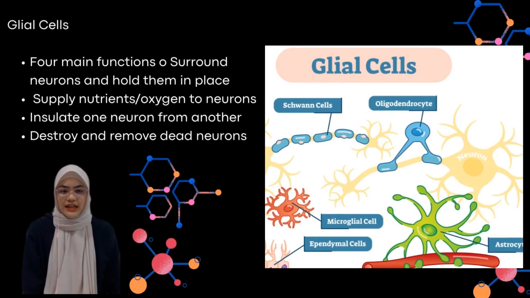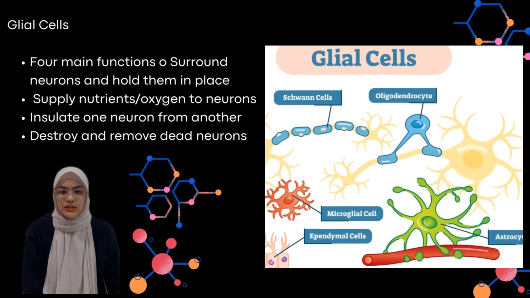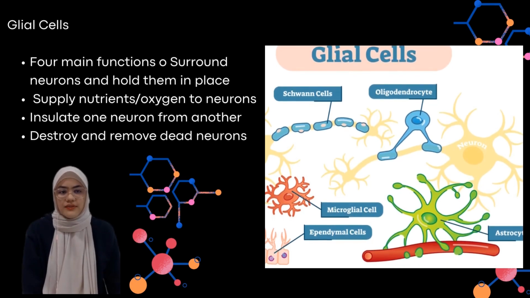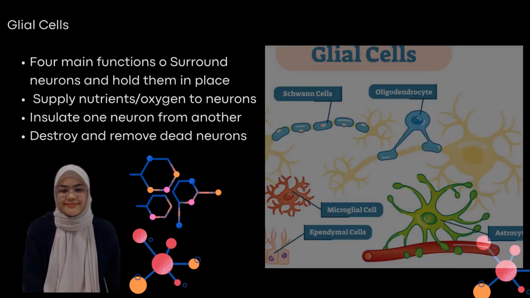Next is the glial cell. Glial cells provide support and protection for neurons, and the four main functions are to surround neurons and hold them in place, supply nutrients and oxygen to neurons, insulate one neuron from another, and destroy and remove dead neurons.